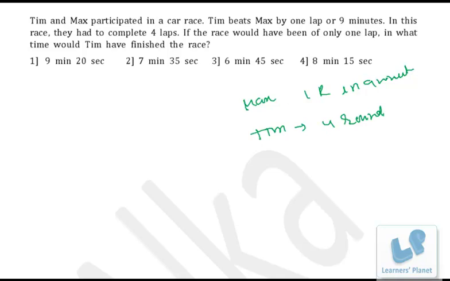Okay. Now speed ratio of Tim to Max. When Tim is completing 4 rounds, Max is just completing 3 rounds. So the speed ratio is 4 by 3, Tim to Max. That means the timing ratio will be 3 by 4. Okay. So Max takes 9 minutes to complete 1 round. That means Tim will take 3 by 4 of 9 minutes to complete 1 round. That is 27 by 4 minutes. That is 6 minutes and 45 seconds. As simple as that. Okay.